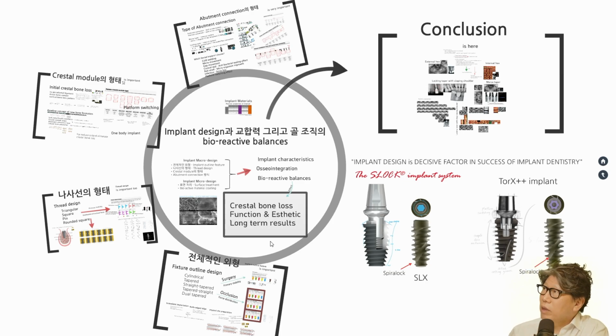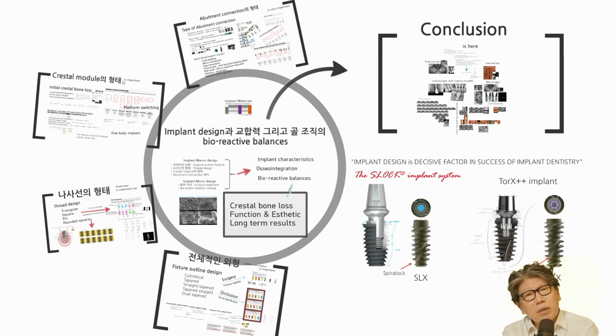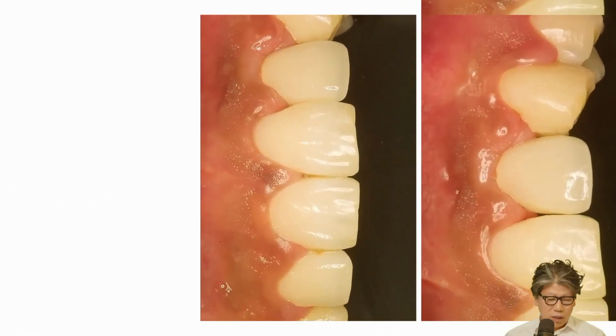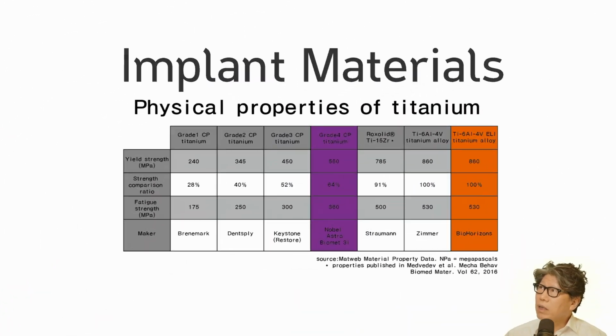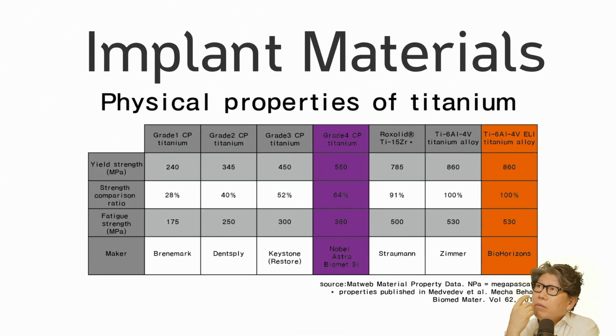So to get to the conclusion first, I wrote, implant design is a decisive factor in the success of implant dentistry, which means that the design of the implant is a decisive factor. However, I have also thought about this. Initially, there was a lot of discussion about the materials used in implants. So in the beginning, we thought that the material was important, and in the early days, there were many issues related to the implant materials.